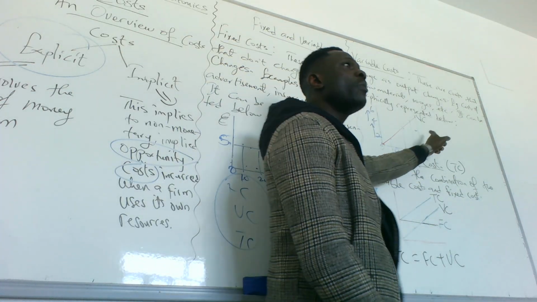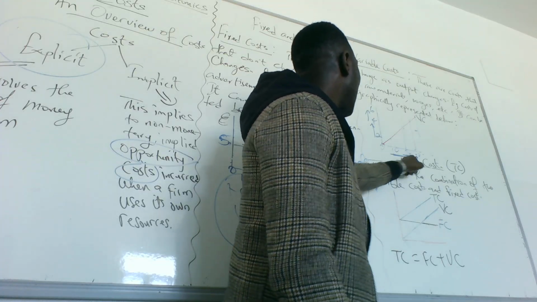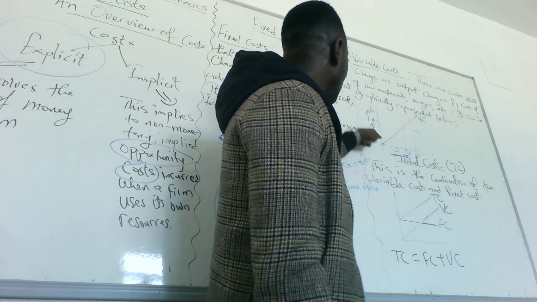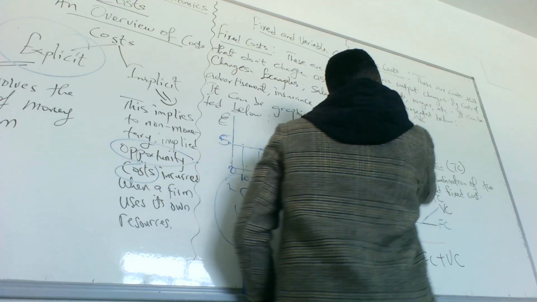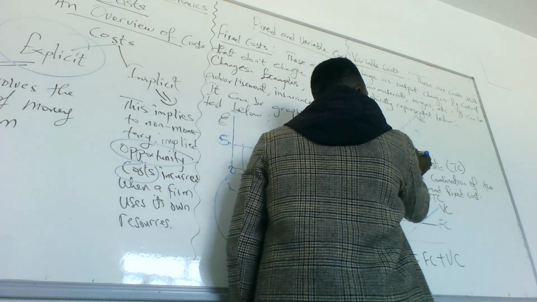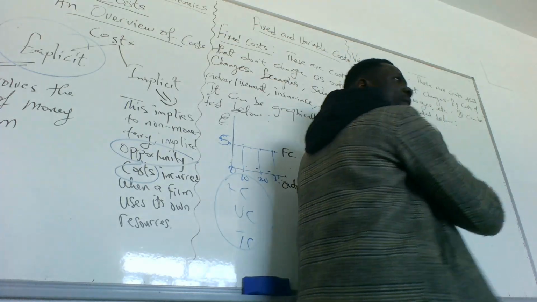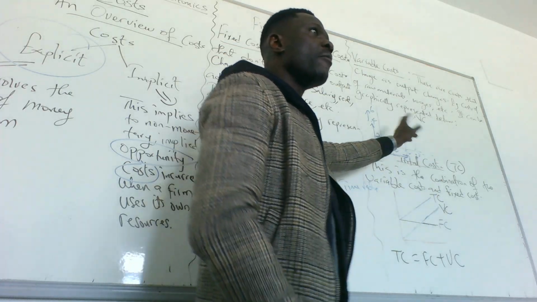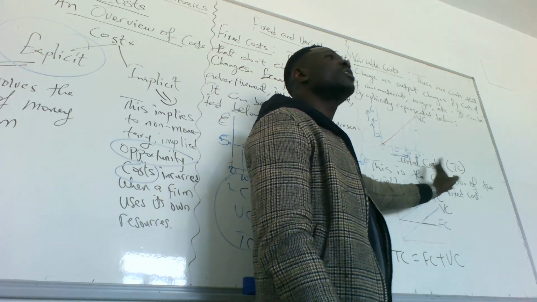So, variable costs are costs that change as output changes. You can see now that on the variable cost curve, as output increases, the cost increases. That makes it variable cost. Any question about variable cost? No.